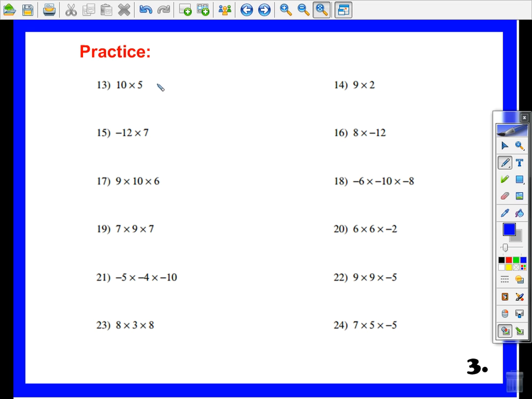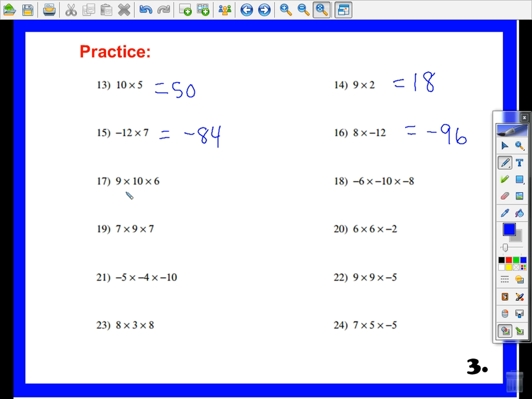All right, at this point, the whole class should be done with the remaining problems. 13, 10 times 5 is 50. 14, 9 times 2 is 18. 15 would be a negative 84. 16 would be a negative 96.